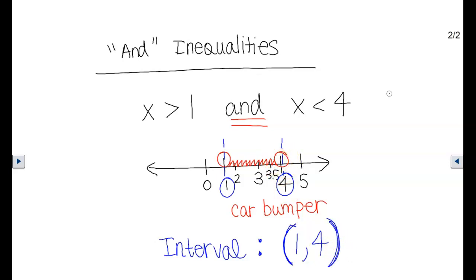So what my interval is saying is that x can be anything from 1 up to 4. It doesn't include 1, doesn't include 4. So any number from 1 up to 4, not including those numbers 1 and 4. So for and, both parts have to be true. We have to meet both requirements. The graph will be this car bumper type of shape. And then here's my interval.